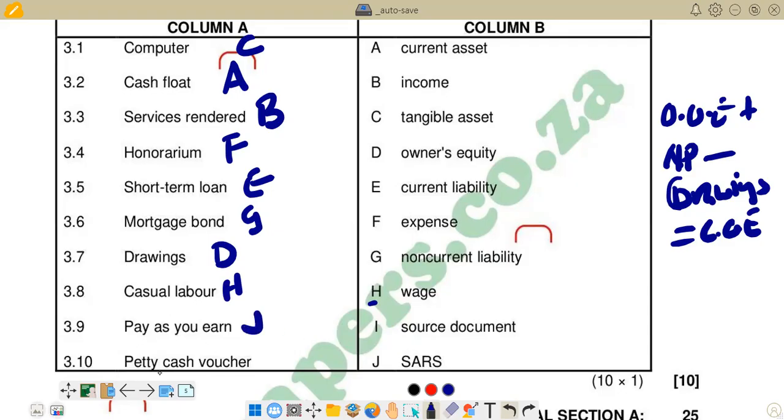Then we've got 3.10. We've got petty cash voucher. We check which is related to a petty cash voucher there. Let's try to see. A petty cash voucher, you know, that is a source document. It's one of the source documents that we have.